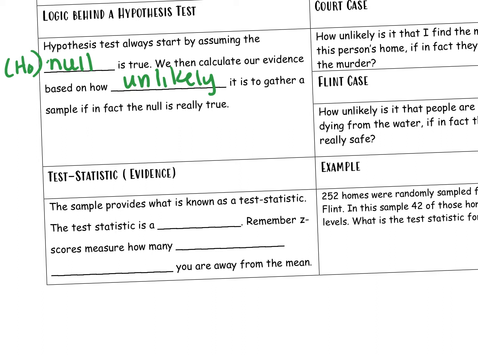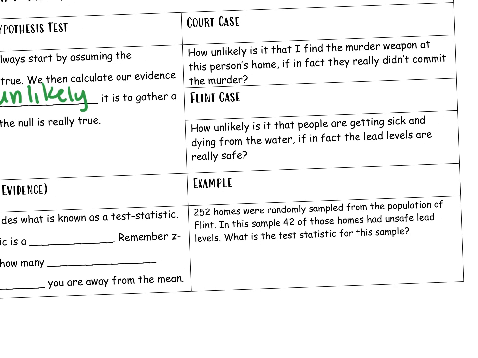So in the court case, what you're really asking is, how unlikely is it that I find the murder weapon at this person's home if in fact they didn't commit the murder? Well, you can find the murder weapon at a suspect's home even if they didn't commit the murder. It may be somebody else that dropped it off at their home. So it's circumstantial. But when you start to add different pieces of information, it starts to be a thing that this doesn't happen by chance anymore.